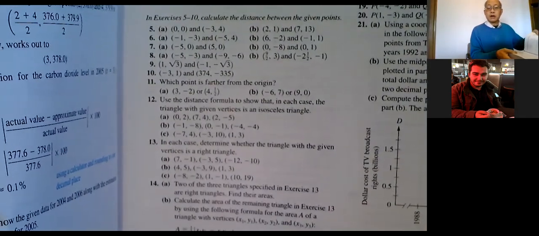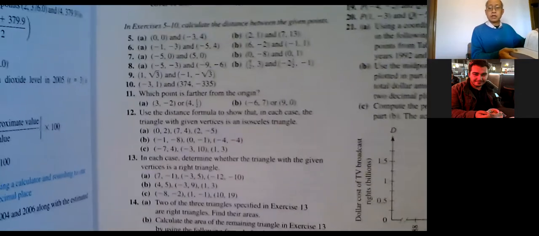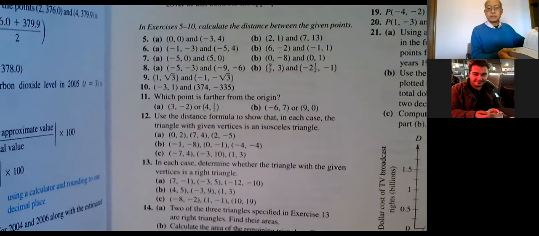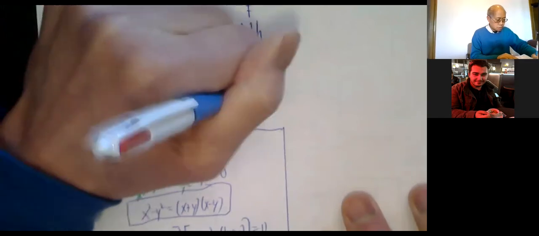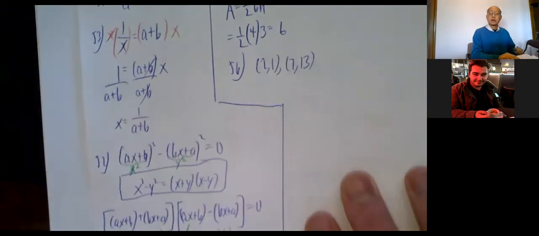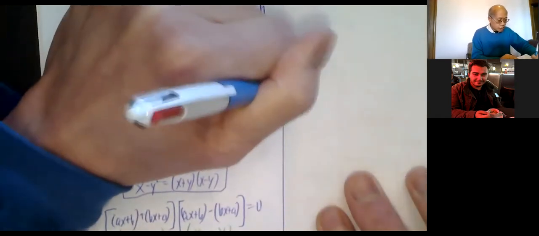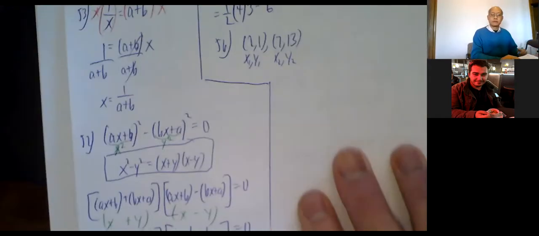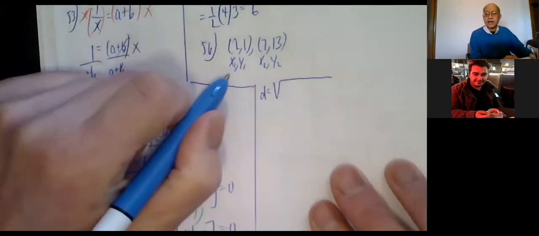Okay, so how about I do 5b, 2, 1, and 7, 13. You don't have to plot these, just do it. Okay, so 5b, 2, 1, and 7, 13. Find the distance between the points. Okay, so here's x1, y1, x2, y2. So the formula is a square root of, you just simply subtract the x's.